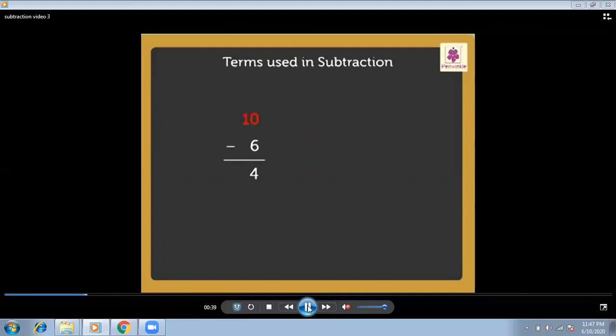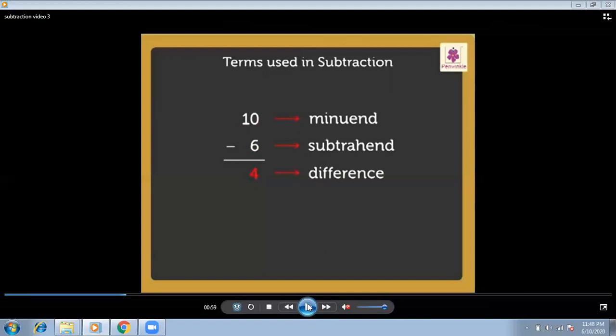Okay, now there is a sum. If you subtract numbers, there are some terms also used for those numbers. The larger number from which you're supposed to subtract another number, the number we write on the top or first, that number is called minuend. And the number which is going to be subtracted from the minuend is called subtrahend. And the answer we get after subtraction is called difference.